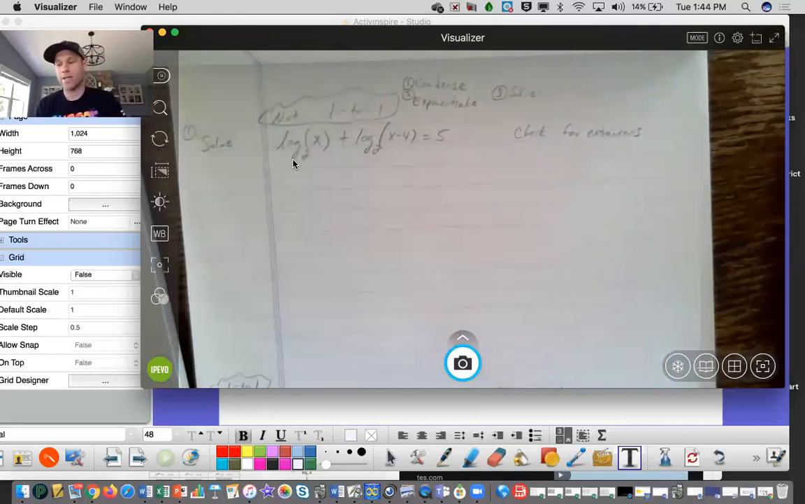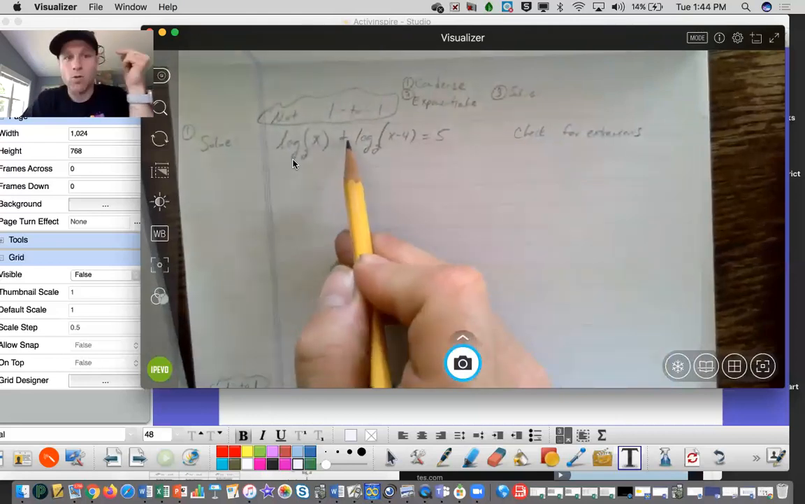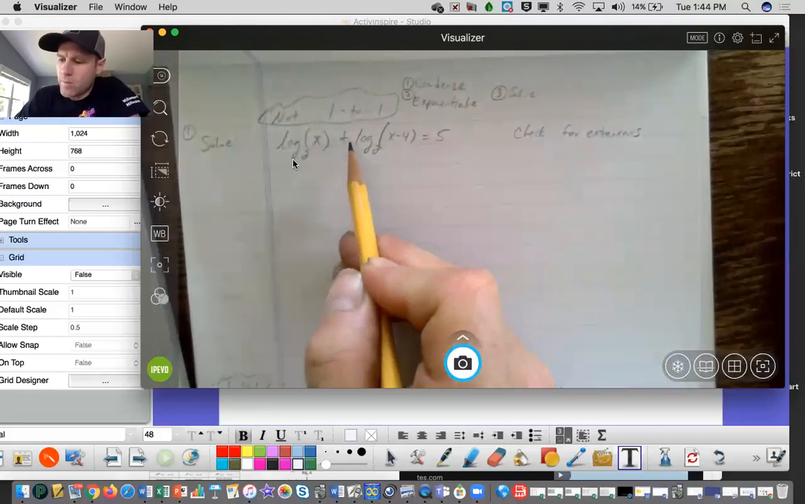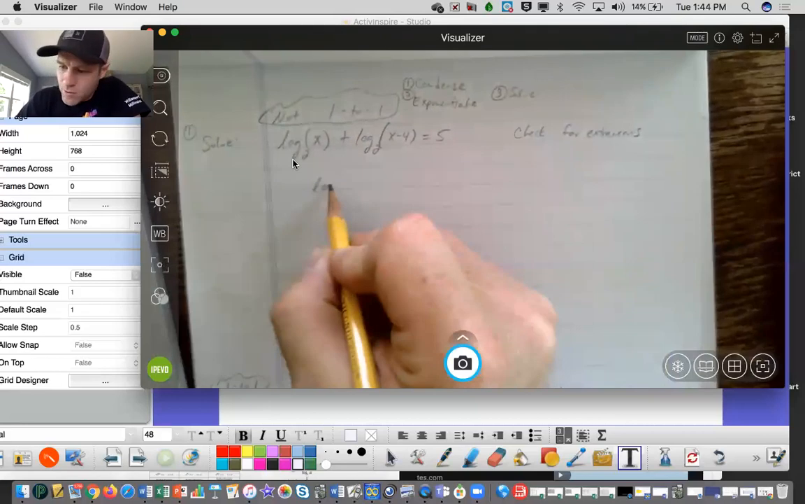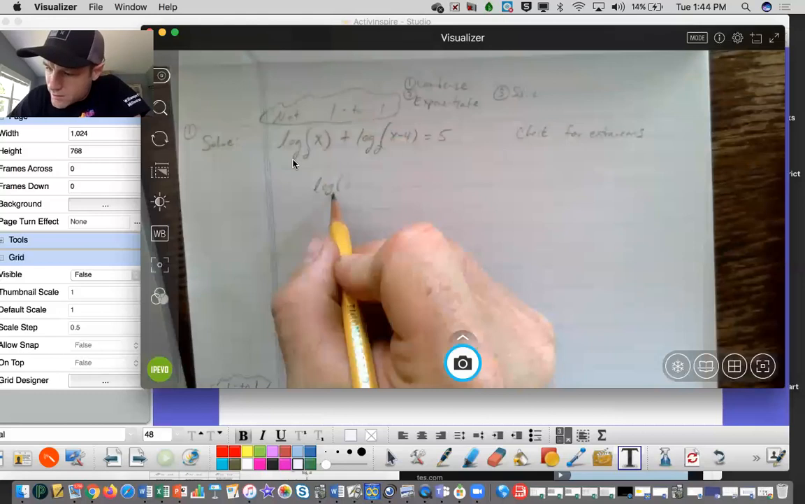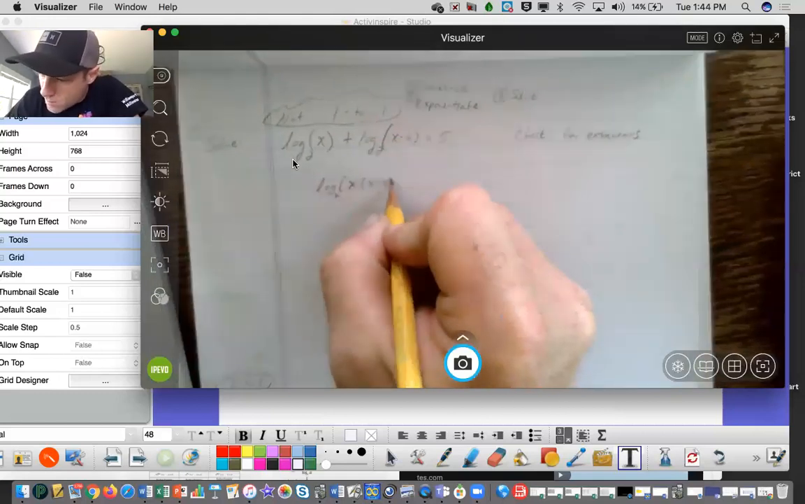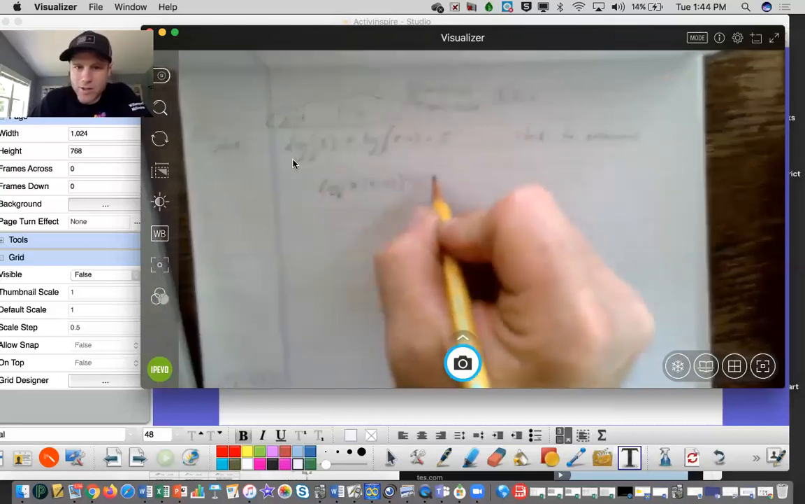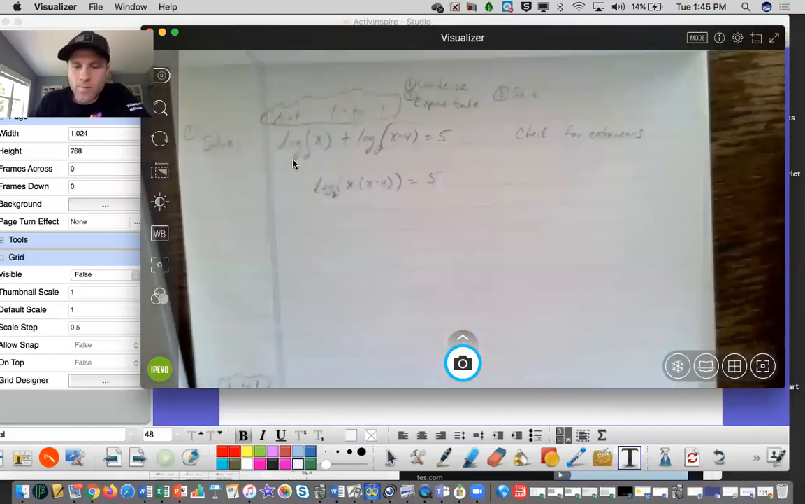Okay, so with that being said, let's go ahead and turn this addition into, what's addition turn into? Multiplication. Good. So log base 2 of x times x minus 4 equals 5. So I condensed the addition into multiplication. So now I have it condensed.